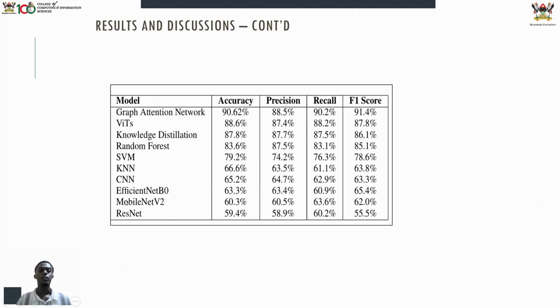Then this is the table that shows the performance metrics of all the models. We implemented 10, and by accuracy, precision, recall, and F1 score, the GAT was chosen to be the best performing. As per the accuracy, it achieves 90.62%, with balanced precision and recall of nearly 88 to 92%, and the F1 score was 90.4. Then our poorly performing models were the ResNet with 59.4%, and the MobileNet with 60.3%.